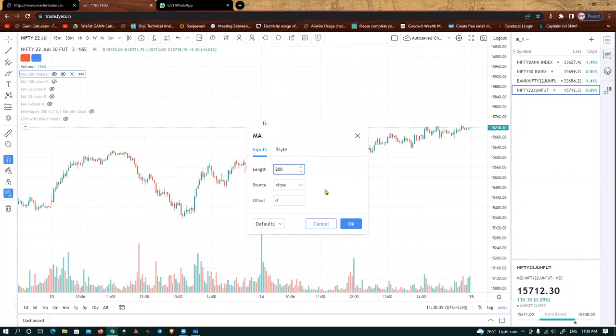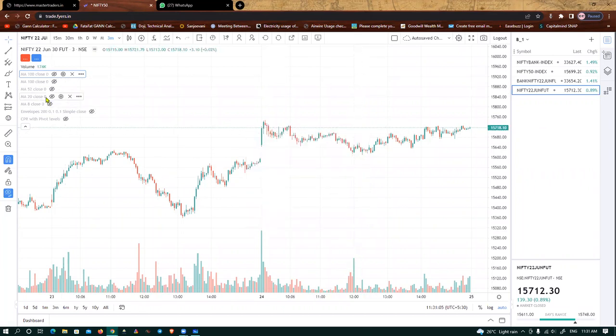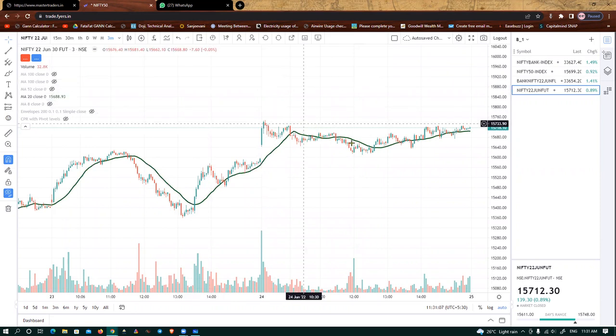So suppose you need 20 days, you must give 20. If you need 100 days, you must give 100. I will tell you what kind of number you need to use in the moving average. We are going to use specific numbers for the moving average that we will discuss later. But whatever the value you need, you must give the input here and press OK. Then that will be plotted like this.